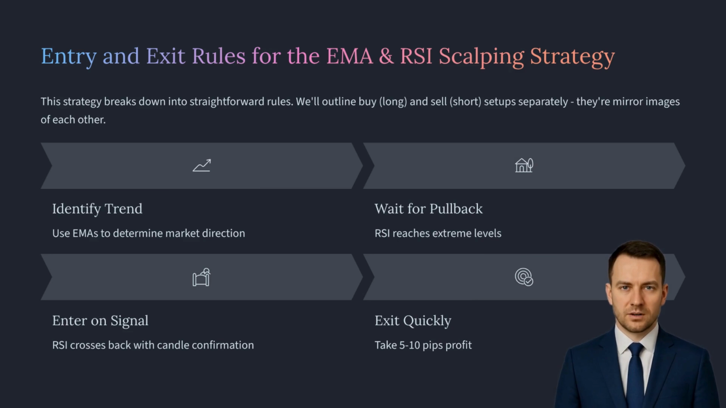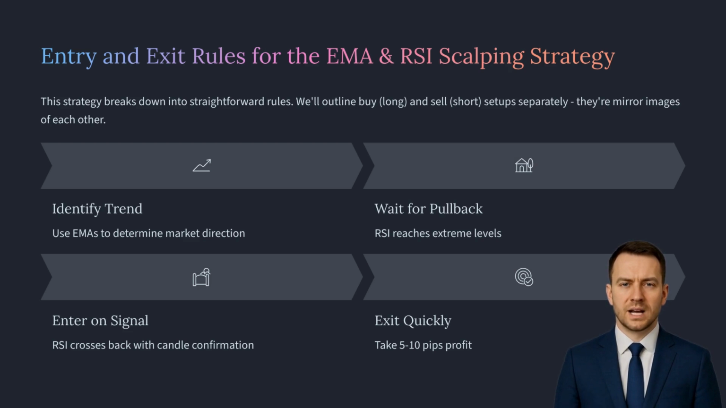Avoid very slow periods, like the mid-Asian session or lunchtime doldrums, where price might chop sideways. Also be cautious around major news announcements. While volatility spikes can be good, they can also cause whipsaw moves that are unpredictable. In general, a trending market with good volume is the ideal condition for this scalping method.